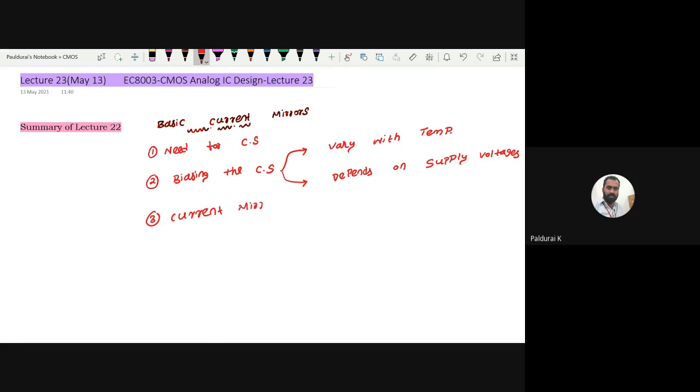But in a current mirror, what is the basic concept? First step, you want to generate a golden current source. A golden current source means this current is free from the above two issues. This is done by using a band gap circuit.